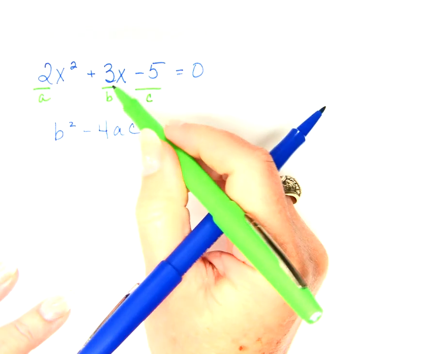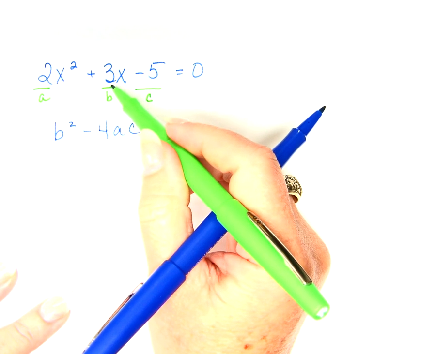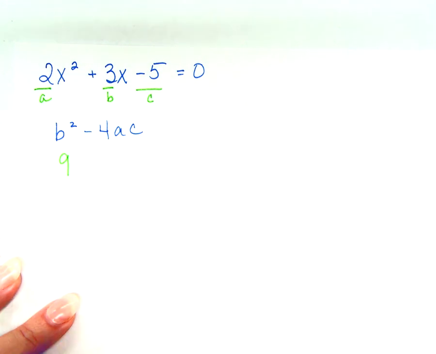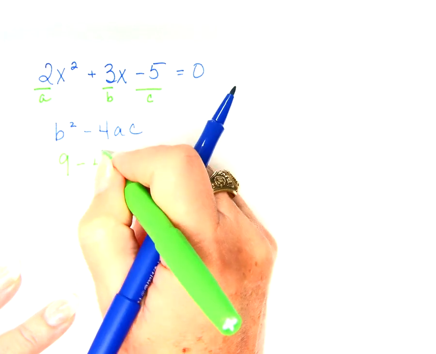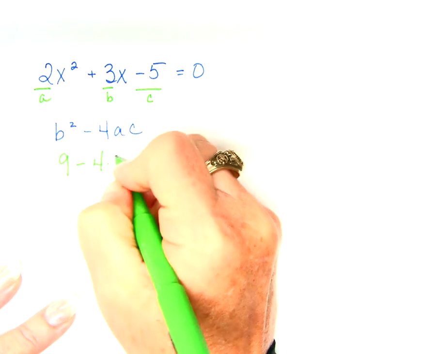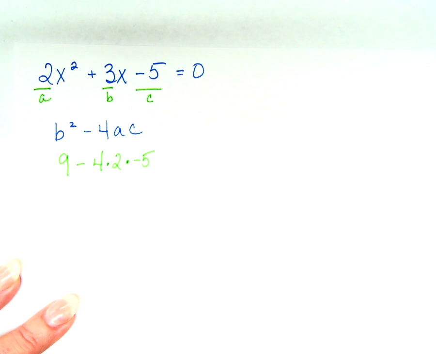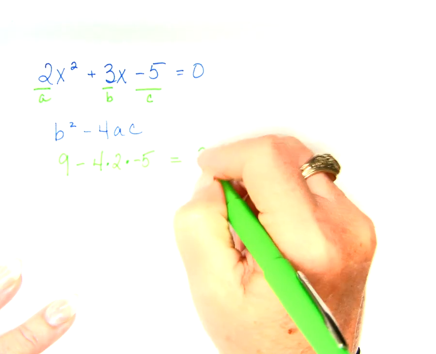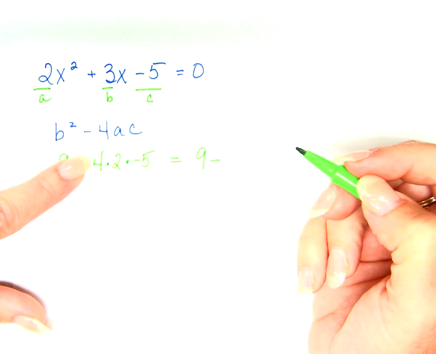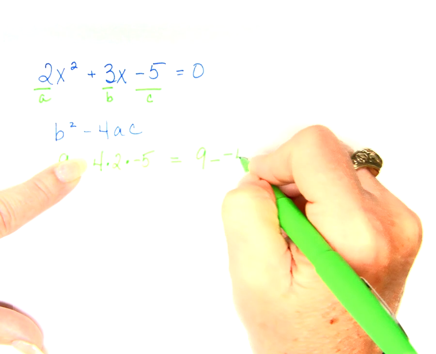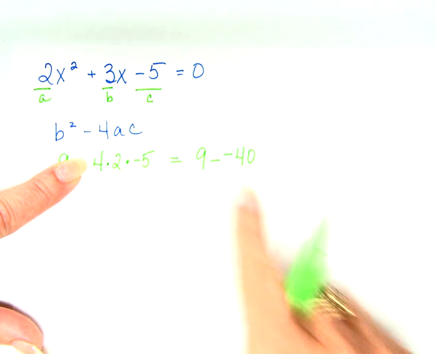Okay? So b squared minus 4ac. Well, what's b squared? 9. Could I put 3 squared right there? Well, I mean, yeah, I guess if you wanted to, but we're trying to make it easier on ourselves, right? What is 3 times 3? 9. 9 minus 4 times a, which is what? 2 times c, which is what? Negative 5. 9 minus, what's 4 times 2? 8 times negative 5? Negative 40. What happens right here?